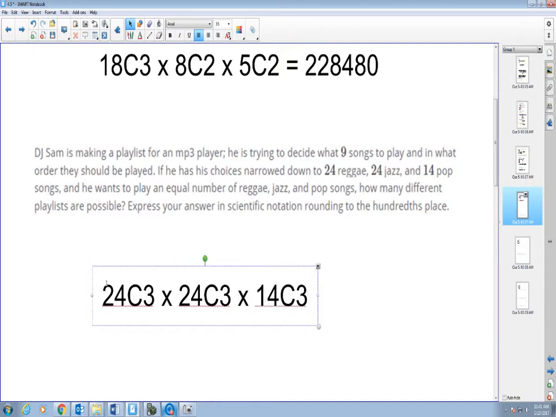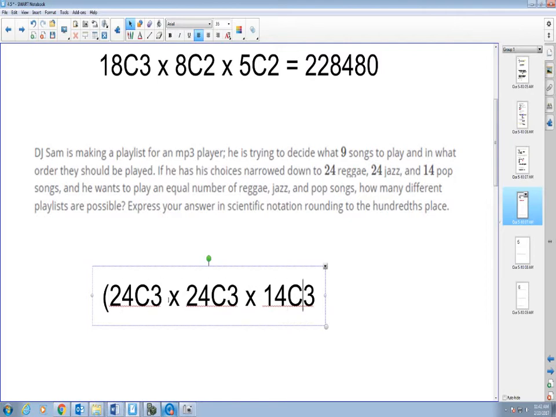So this will be the 3 songs from each type that he can choose from. But now the problem does say he's trying to decide what 9 songs to play and in what order they should be playing. So that means once he chooses the individual types, then he's got to put them in order. So the order in which he plays these 9 does matter. So that means we have to multiply. We got to take all these numbers of different ways he can choose the songs from each type.